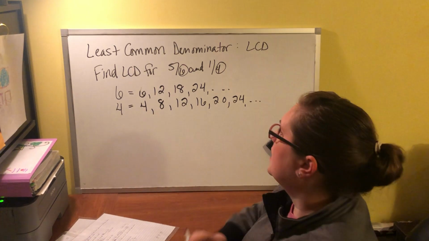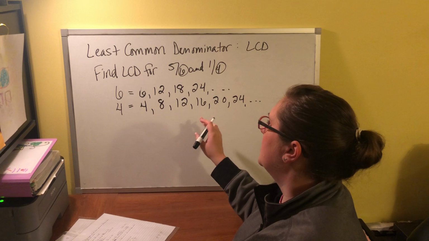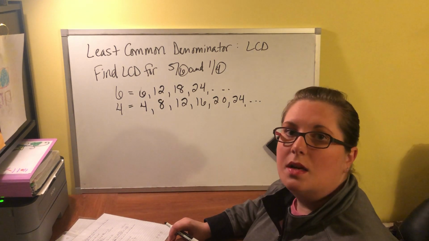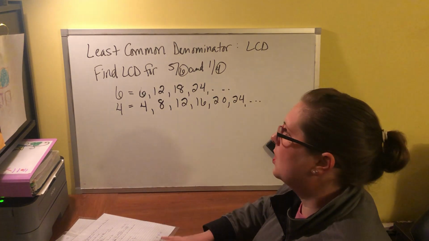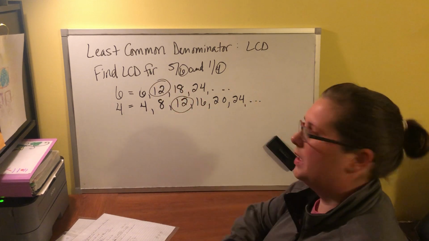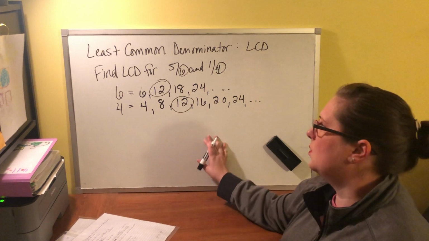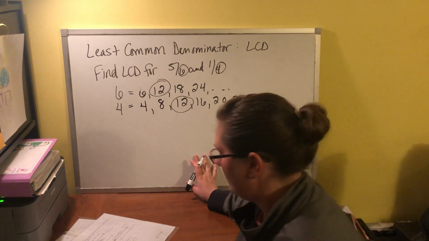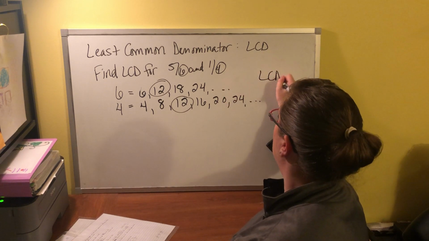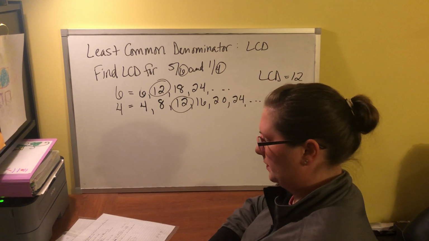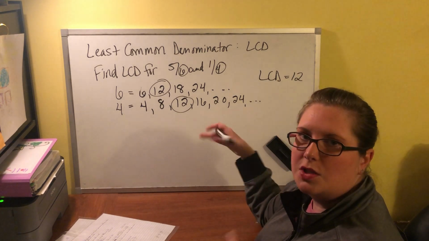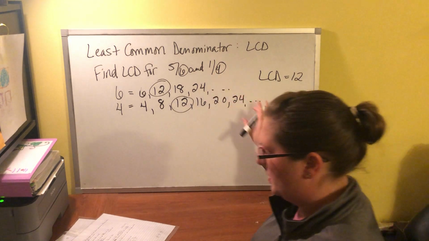A common mistake that I see here is that you look at this really quick and you go, oh, they both have 24 in common. Yeah, that's great, but it's not the smallest number that they have in common. They have 12 in common as well, and it's smaller, so you're always going to want to use the smallest numbers possible. So your LCD is 12. We just did a bunch of this in the first section, the same process, least common denominator.